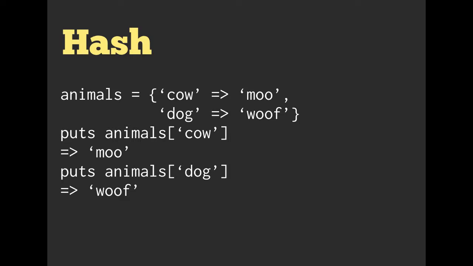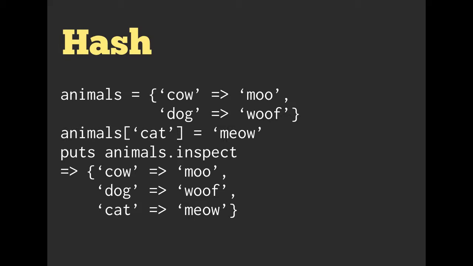So here we are setting a variable of animals equal to a hash that contains a key of cow pointing at a value of moo, and then another key of dog pointing at a value of woof. In order to get values out of those hashes, you can just use standard brackets, the square brackets, and then pass in the key. So if you pass a key of cow into the animals hash, it will return back the value of moo. And similarly, if you pass in the key of dog, you will get the value of woof.